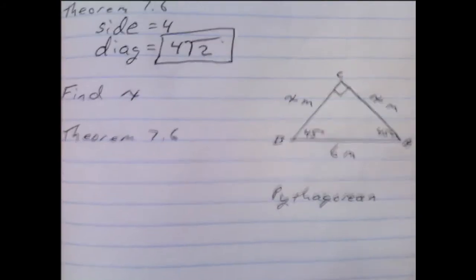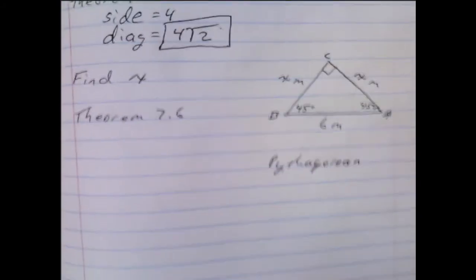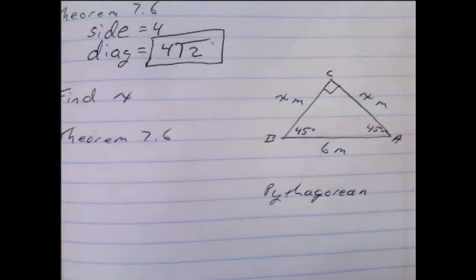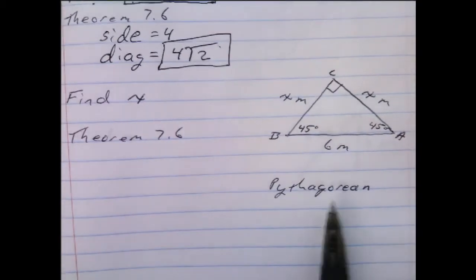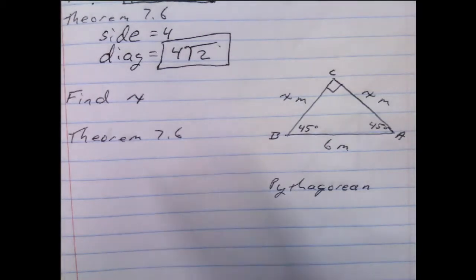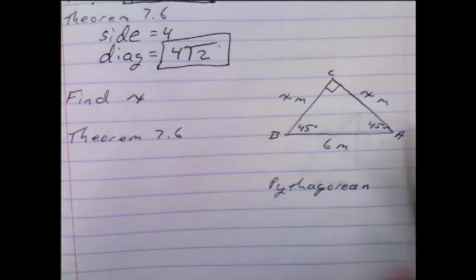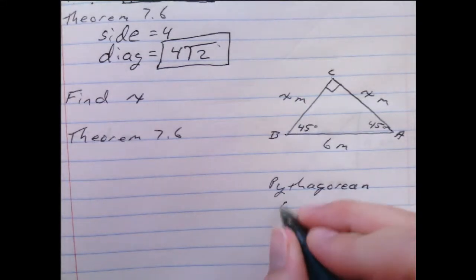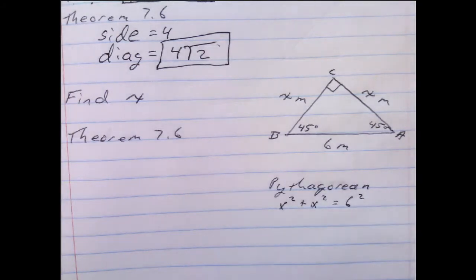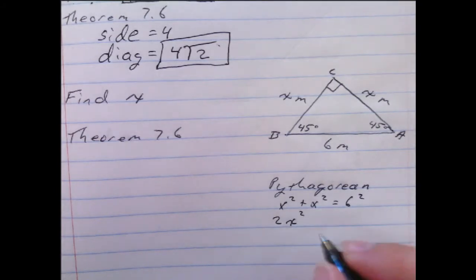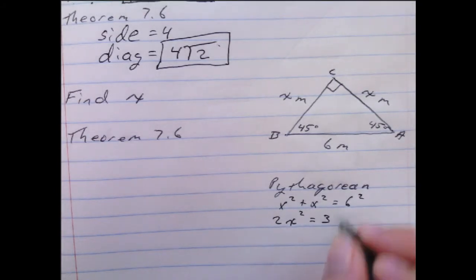Okay, let's try another one. So for this one we're finding x. So again we have our theorem and we have Pythagorean Theorem, which we can be using. So we're finding x, which is the side length here. So I'm going to start with Pythagorean. So we have x squared plus x squared equals 6 squared, which is our hypotenuse. So we have 2x squared equals 36.